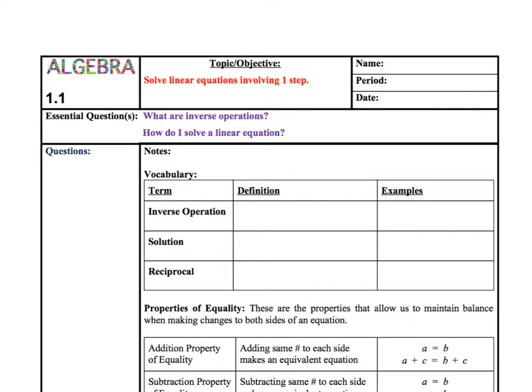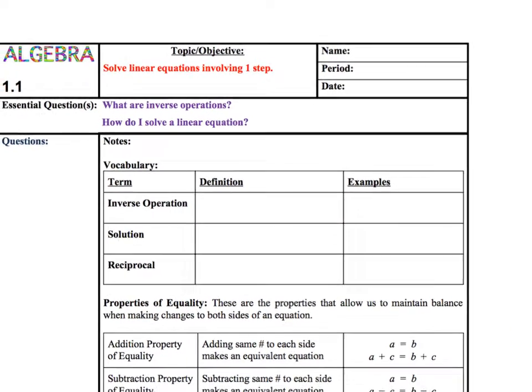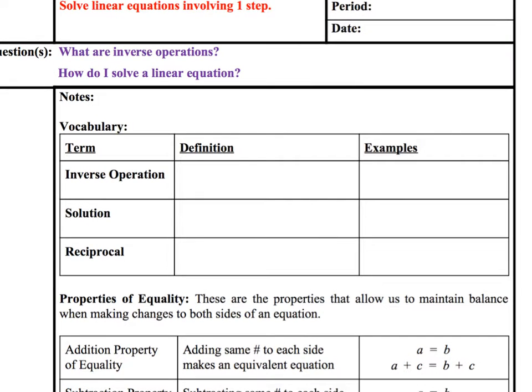So let's go over some definitions. Inverse operation. An inverse is just like a fancy word for opposite. So inverse operations are 2 operations that undo each other.